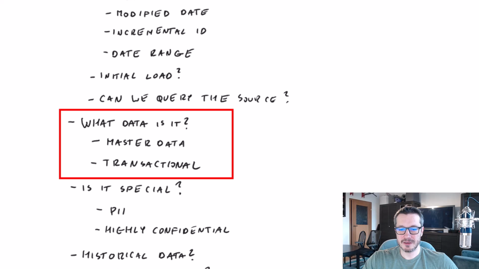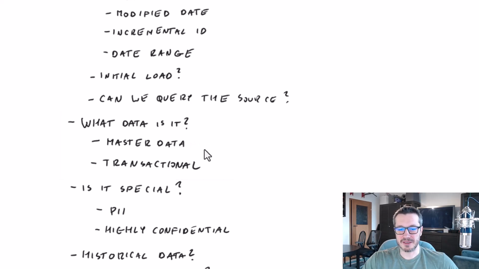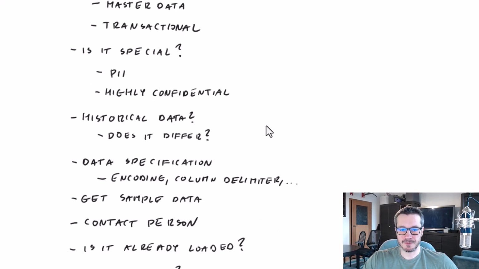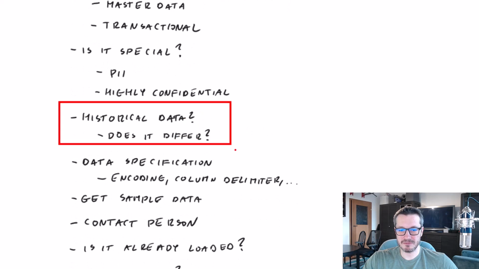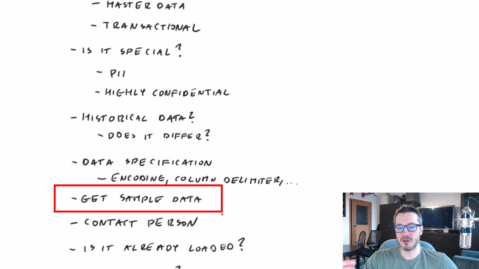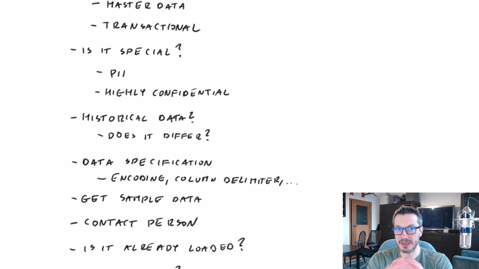Then what data is it? Well, it's typical master data, right? It's just a definition or a list of minifigs. Is it special in any way? No, there is no confidential data, there is no PII data. We can just process it however we want. Historical data? No, we don't have to bother about this. We get the sample data from the API documentation side, and the rest of the questions we can skip.